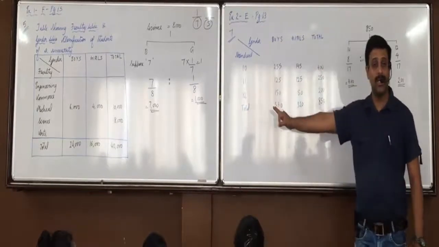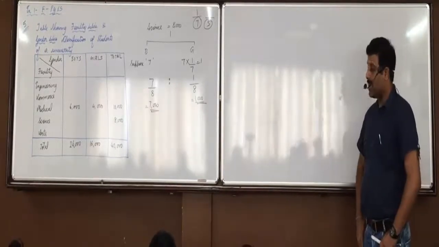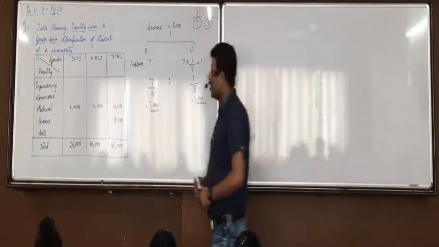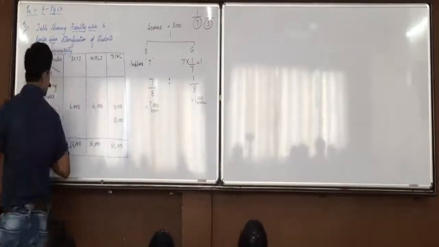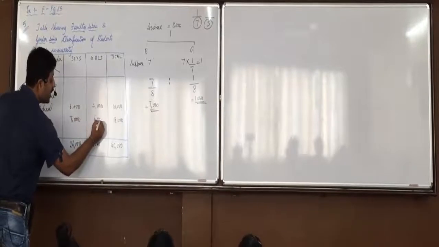Raise your hand who did not understand this. All are clear with it? Note it down. All of you have completed this? So in this science, boys column write 7,000, girls column write 1,000.